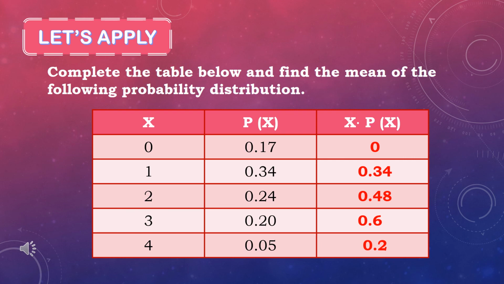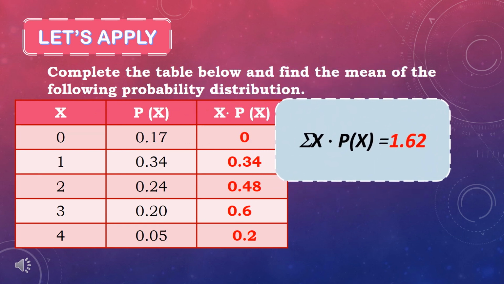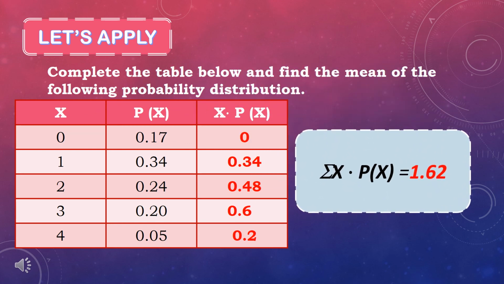So 0 times 0.17, the answer is 0. 1 times 0.34, the answer is 0.34. 2 times 0.24, the answer is 0.48. 3 times 0.20, 0.6. 4 times 0.05, we have 0.2. For this example, you just have to add all the values of x times p of x. So, summation of x times p of x, we have 1.62. And ayun na yung answer natin.